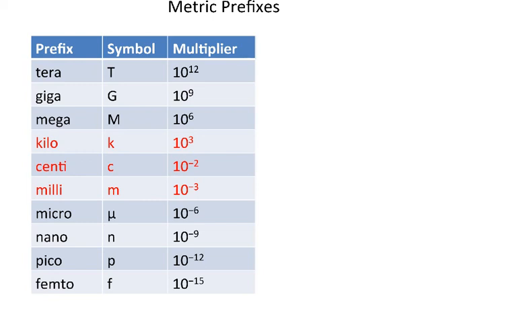We need to be very careful about using uppercase and lowercase. For example, here's uppercase G, which represents giga. Distinguish that from the lowercase g, which means gram. Or here we have capital M for mega, or lowercase m for milli. But then if you remember on the last slide, we also had lowercase m representing meter.